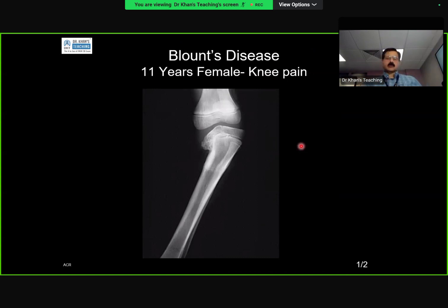So in this case, the diagnosis is already written. What happens here? There is erosion seen at the medial upper end of the tibia, and the epiphysis projects over it. What is the pathophysiology of Blount's disease? It is basically osteonecrosis of the upper end.